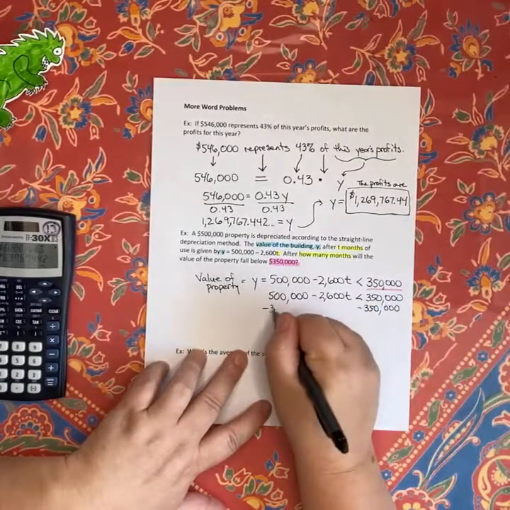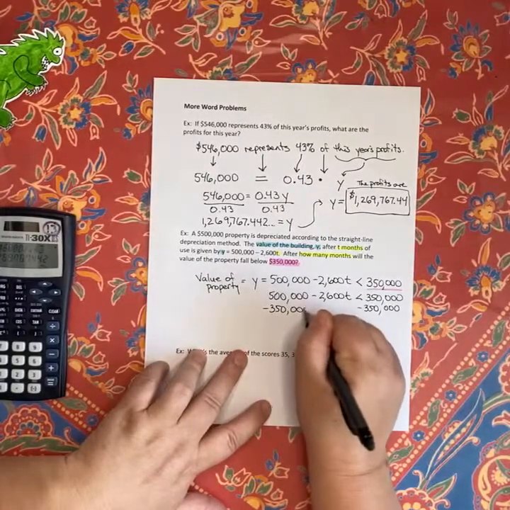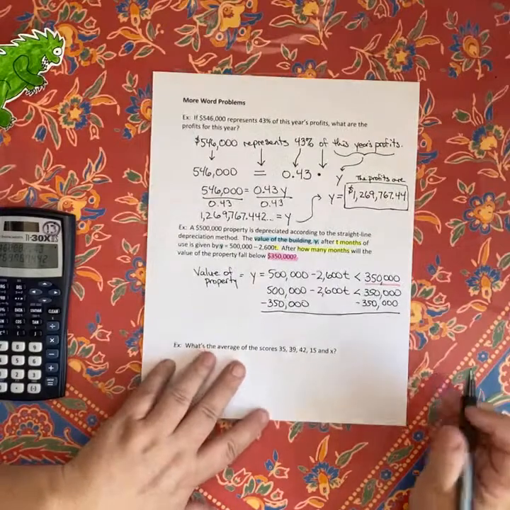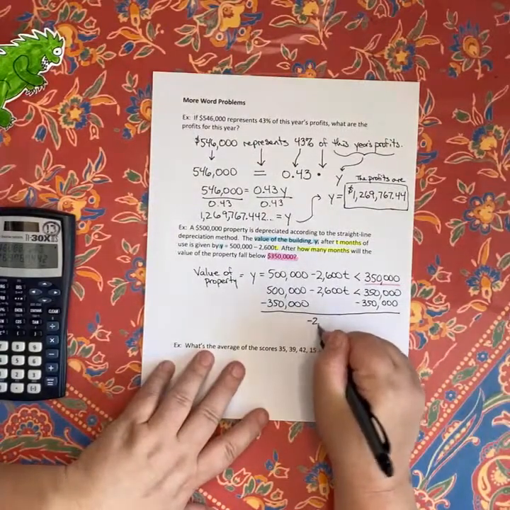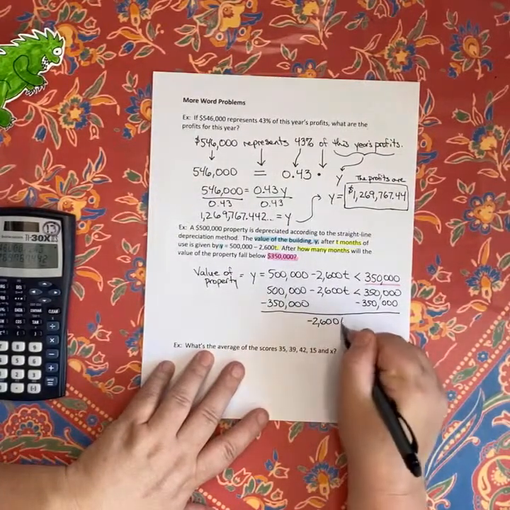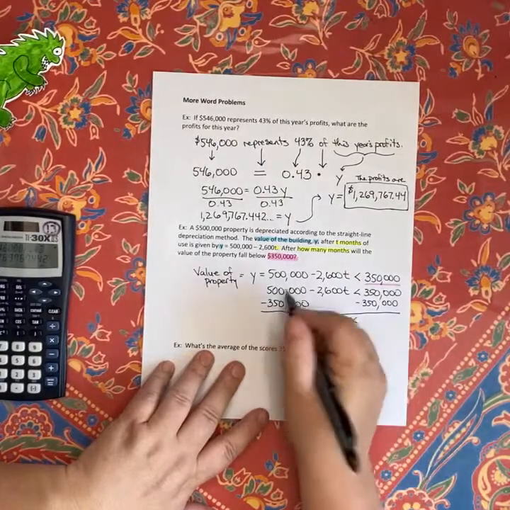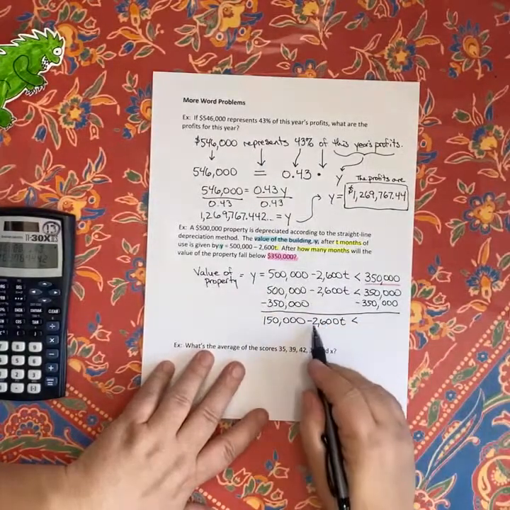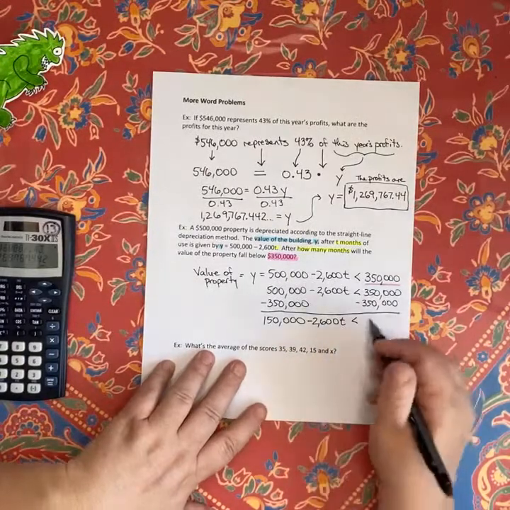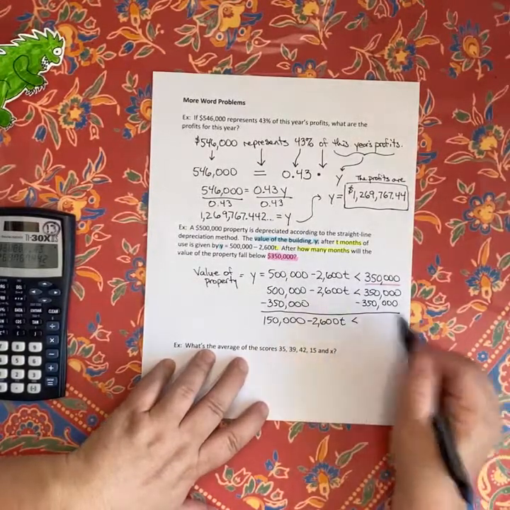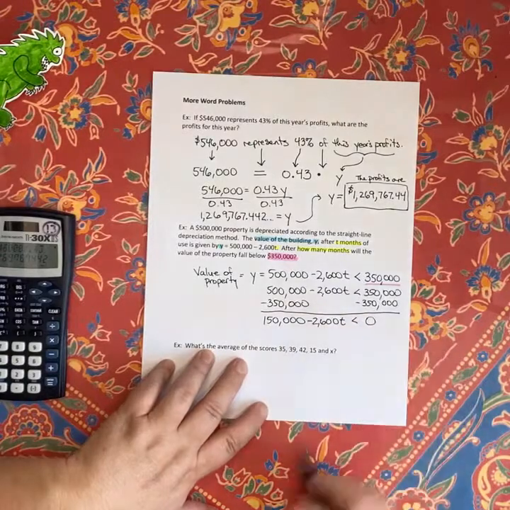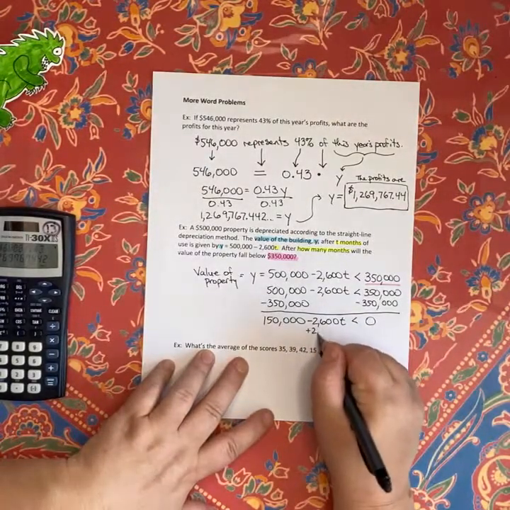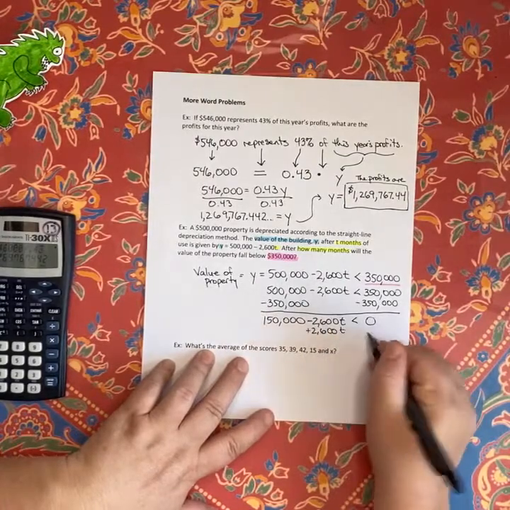And it's okay if that's not your first step. That's fine. If you had another first step in mind, go ahead and do it. I just want to show you that, let's see, I think this becomes 150,000 minus 2,600t. And then what happens over here? Well, if you did this, you got 0. Okay, so my next step, I'm going to add 2,600t to both sides.